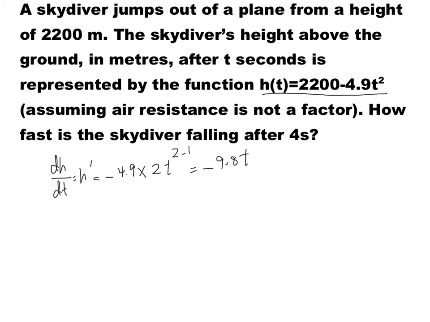Now we want dh over dt at t equal to 4, so I'm going to say h prime of 4 is negative 9.8 times 4, which is going to give me negative 39.2 meters per second. Negative represents that the height is decreasing, and the speed of the diver is 39.2 meters per second.